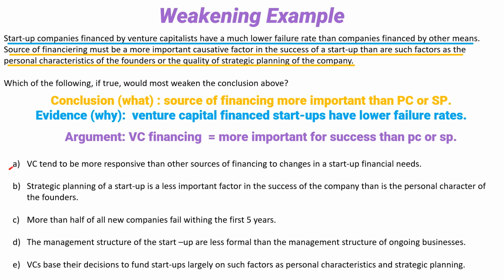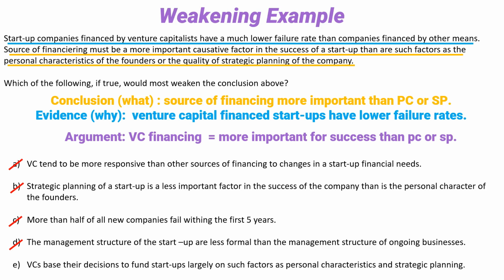Well, A is out. A says that it really is all about the financing. A goes in the wrong direction. We're in a weakening question, so we want to find an answer choice that says it's not really all about the financing. Now, B is out because it's not between personal characteristics and strategic planning, it's between financing and the personal characteristics and strategic planning. C is clearly out. It doesn't mention anything about personal characteristics, strategic planning, or financing. And D is out for the exact same reason. We don't care about management structure.